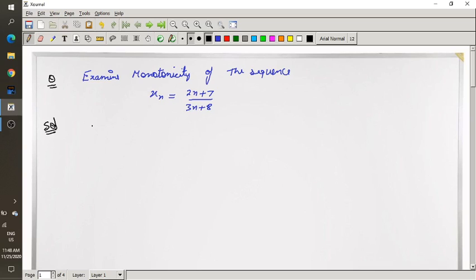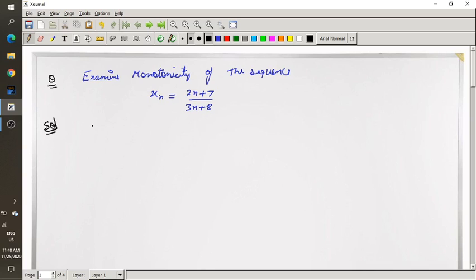And if a sequence is monotonically increasing and unbounded above, then it is diverging to infinity. And if a sequence is monotonically decreasing and unbounded below, then it will be a diverging sequence, diverging to minus infinity. So today we will discuss a few examples related to the monotonicity of sequences.